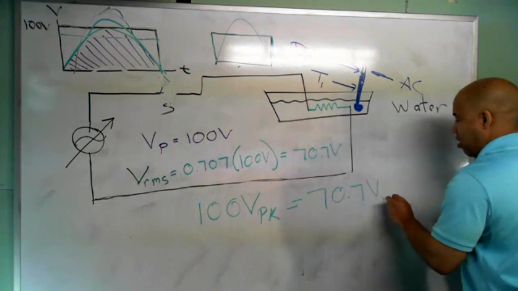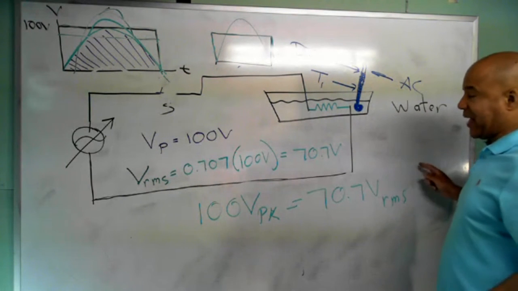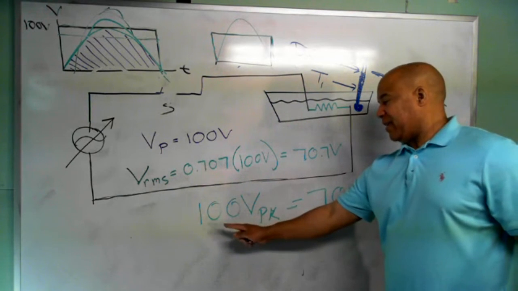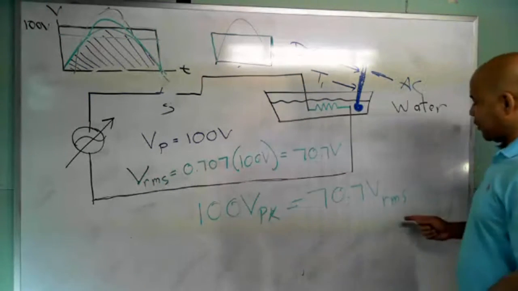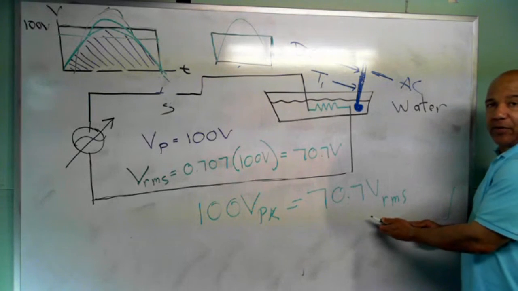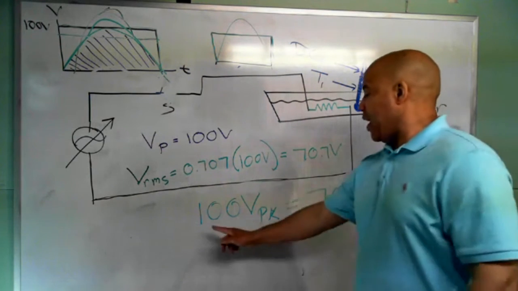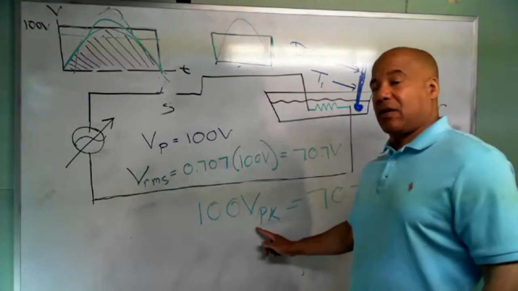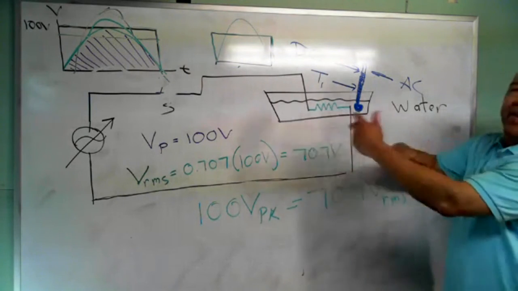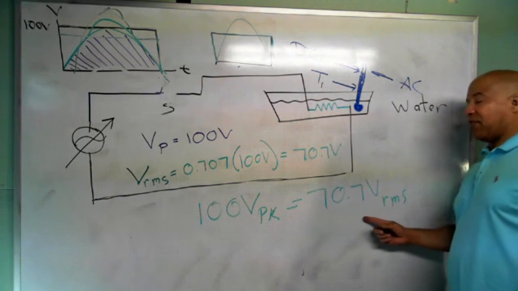So 100 volts peak is equal to 70.7 volts RMS. If I apply this idea to that, what I'm saying is a 100 volt peak AC signal is doing the same amount of work as a 70.7 volt DC battery. I'll say that a second time. A 100 volt peak AC signal is doing the same amount of electrical work. What I mean by that, it has the same heating effect. So it's doing the same amount of electrical work as a 70.7 volt battery.